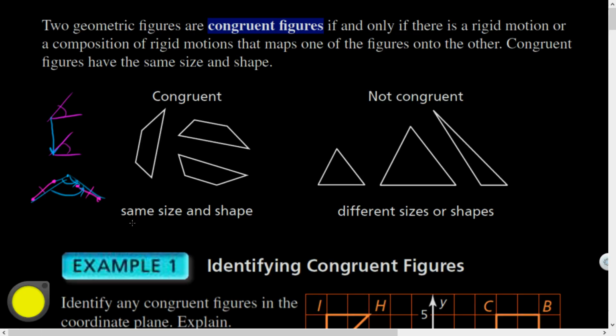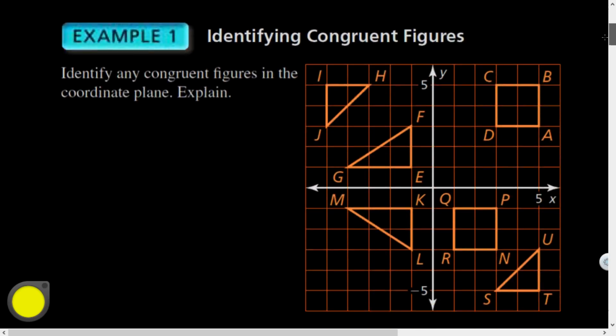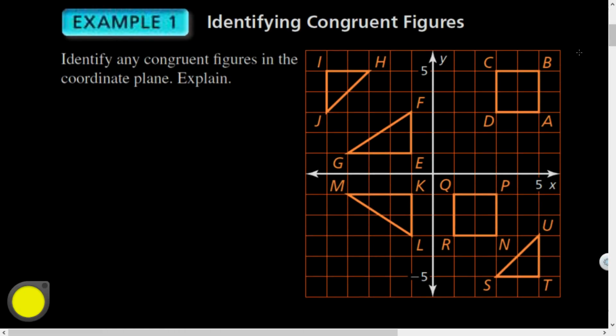So here we go, congruent, not congruent. The layman's definition for congruent could be same size and shape when it comes to the figures. All right, identifying congruent figures. What do you guys think? You notice any figures that are congruent?